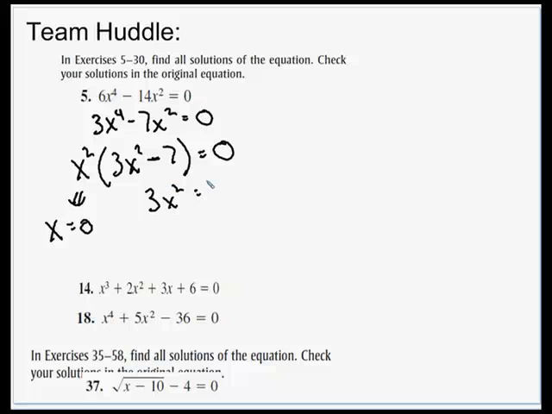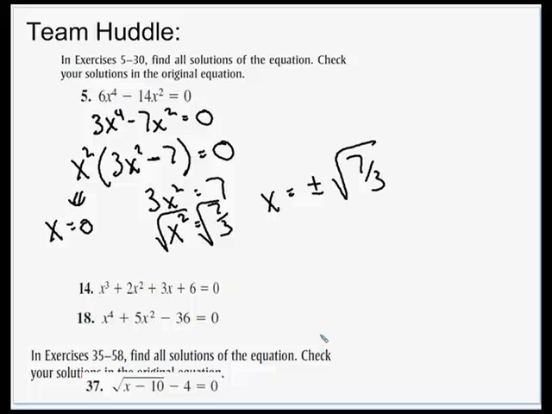So we'll add 7 to both sides and get 3x squared equals 7. And then divide by 3, x squared equals 7/3. And then we'll square root. So we'll have our x equals plus or minus the root of 7/3. And that's the first one, number 5.